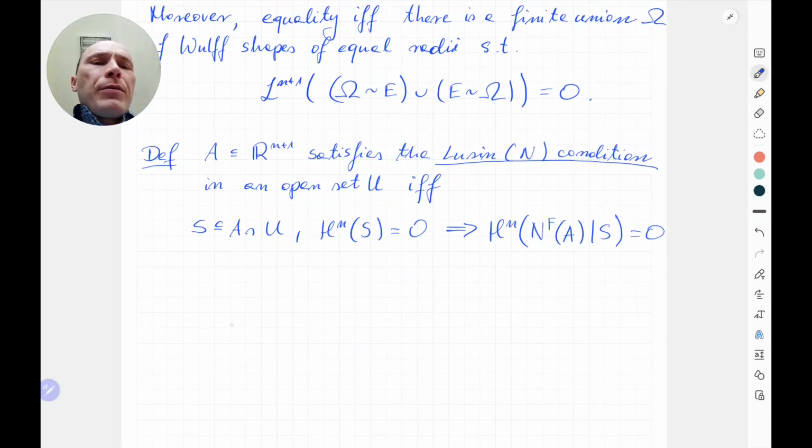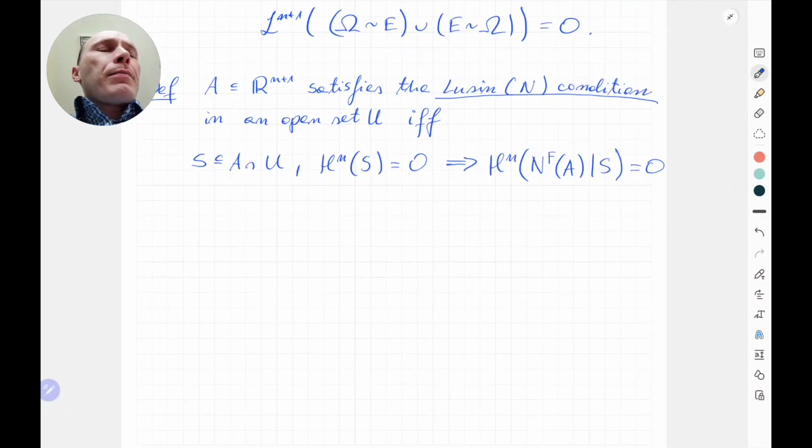So this basically means that if you have this A here, the normal bundle is like attaching to each point a kind of distance set, well, an abstraction of the distance set. And if you have some set S which is of measure 0, some strange set, and we look also at what is above this set of measure 0, then this set above should also have measure 0. This is basically what the Lusin N condition tells us. Great.